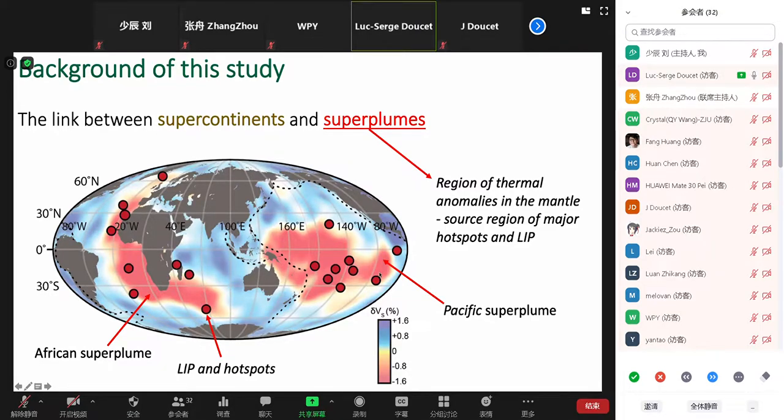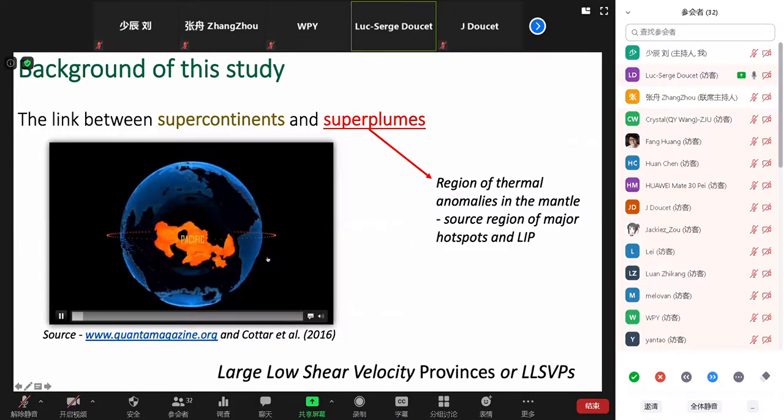Something also very interesting with these LLSVPs. So you see LLSVPs and superplumes, they are within each mantle domain, Pacific domain, African domain. And there also are what we say, they are antipodal.